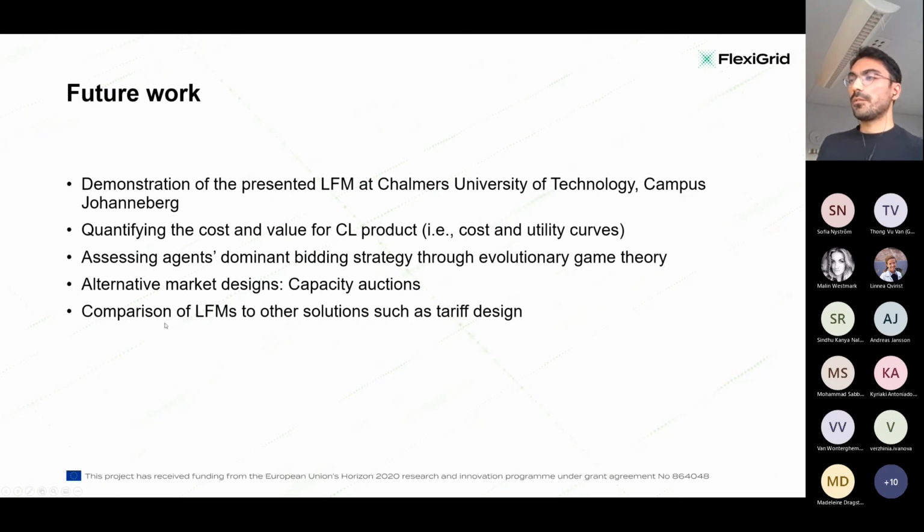And then eventually, if we have the time, we want to compare the local flexibility markets to other solutions that I was showing earlier, like tariff design. Are both of them going to solve the issue? What are the pros and cons with each of them? Can they help each other? Maybe they can coexist.